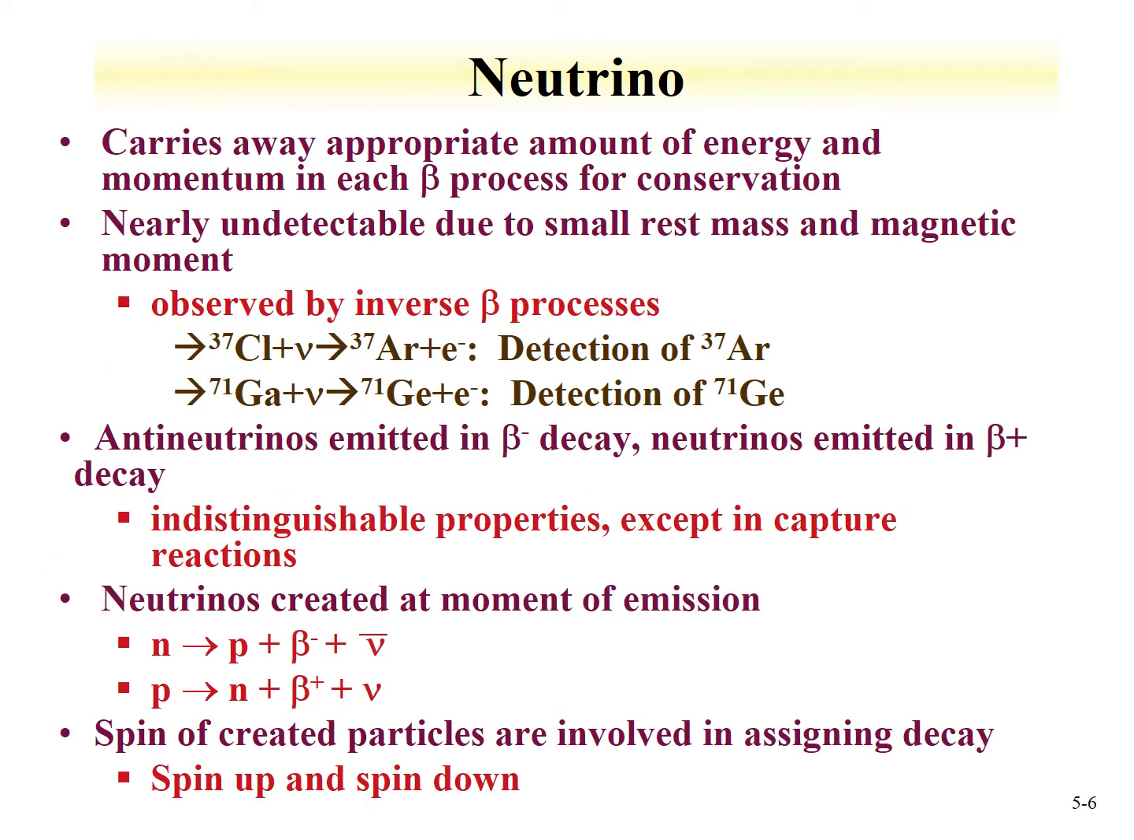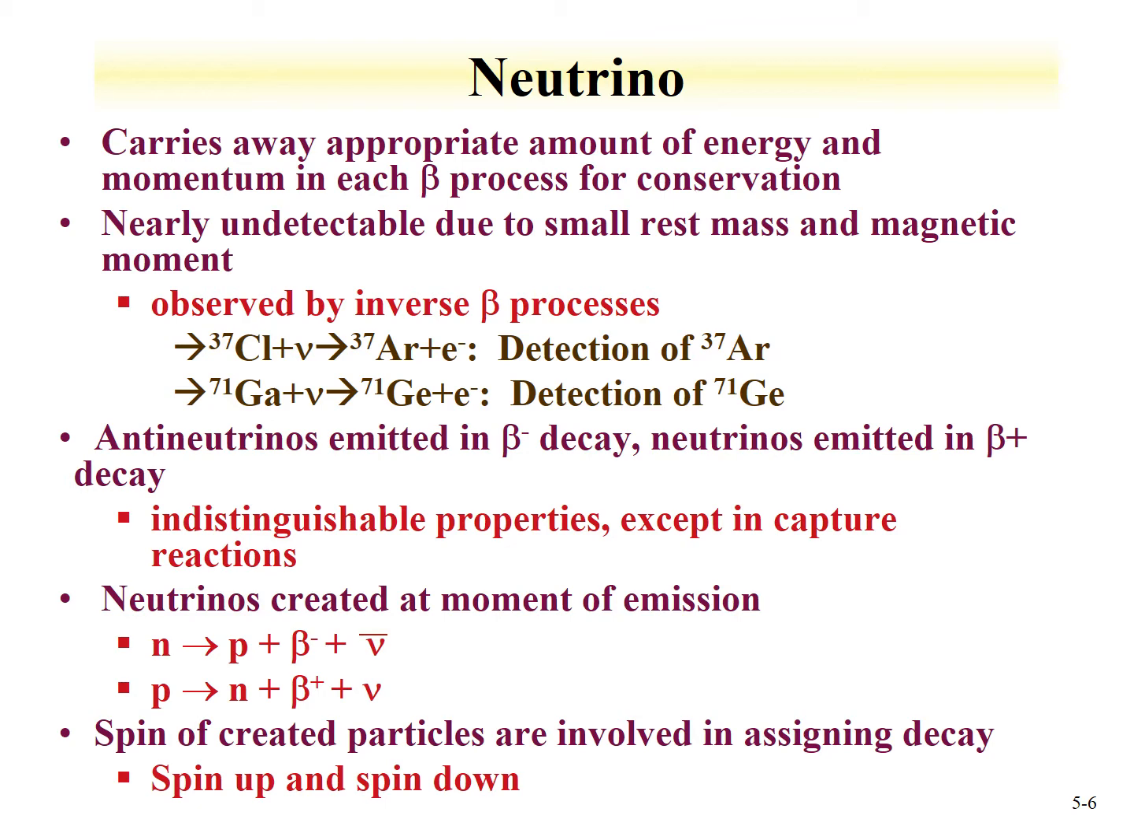One of the properties of this small rest mass of the neutrino is that it's very difficult to detect. Two current routes that are used to detect neutrinos through inverse beta decay are listed here, where the reaction of a neutrino on chlorine 37 makes argon 37, which is radioactive and decays. And then the gallium going to germanium, going back to the gallium from the germanium decay. Both of these are used in neutrino detectors.